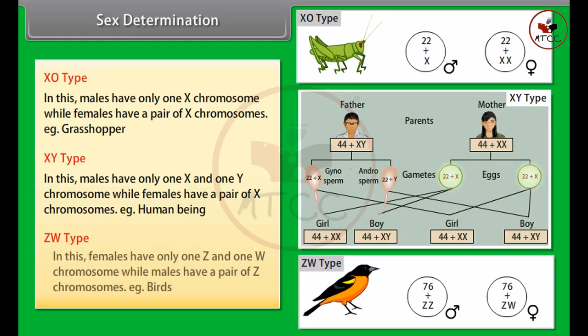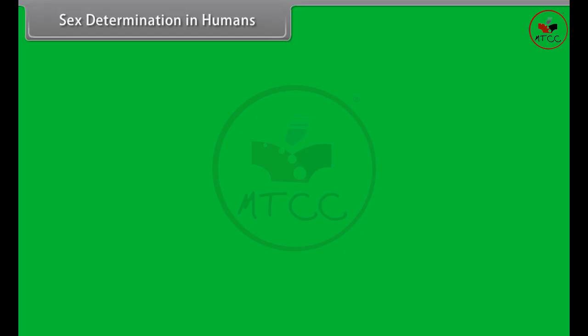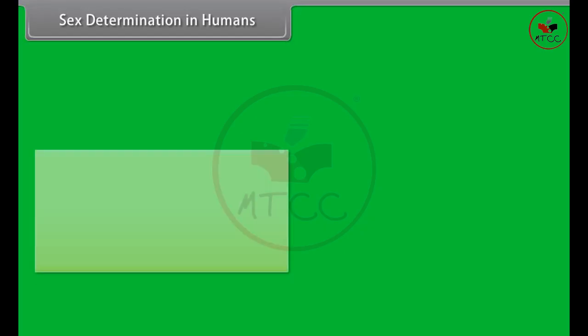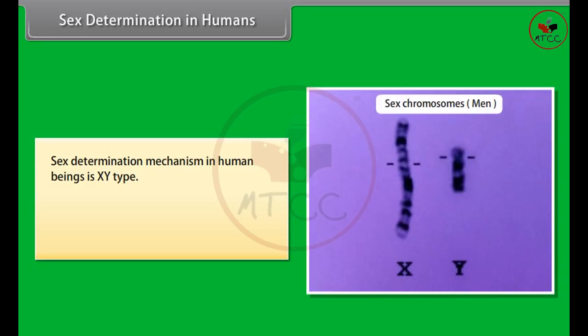ZW type. In this, females have one Z and one W chromosome, while males have a pair of Z chromosomes. Example, birds. Sex determination in humans. Sex determination mechanism in human beings is XY type.